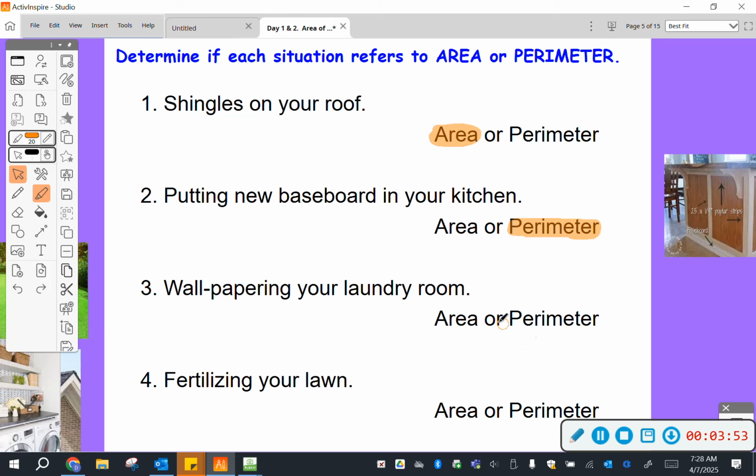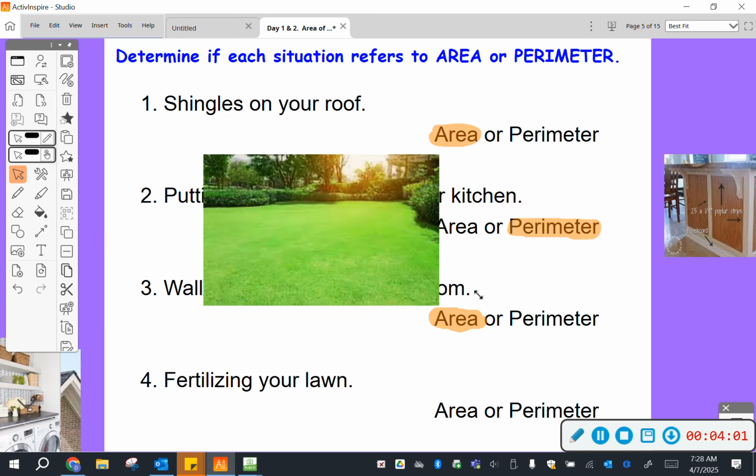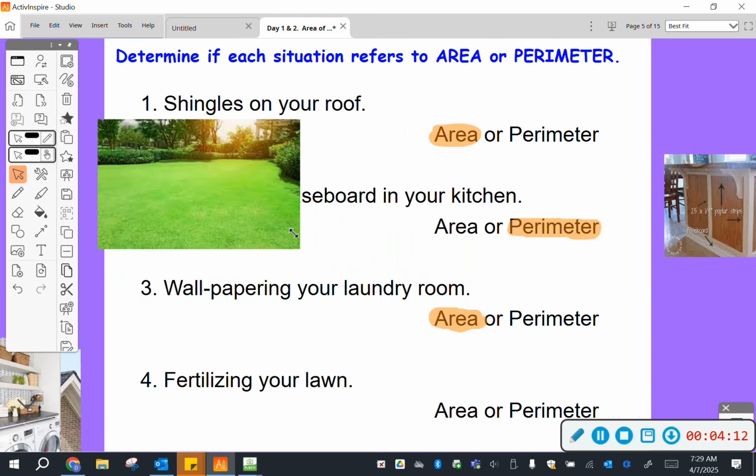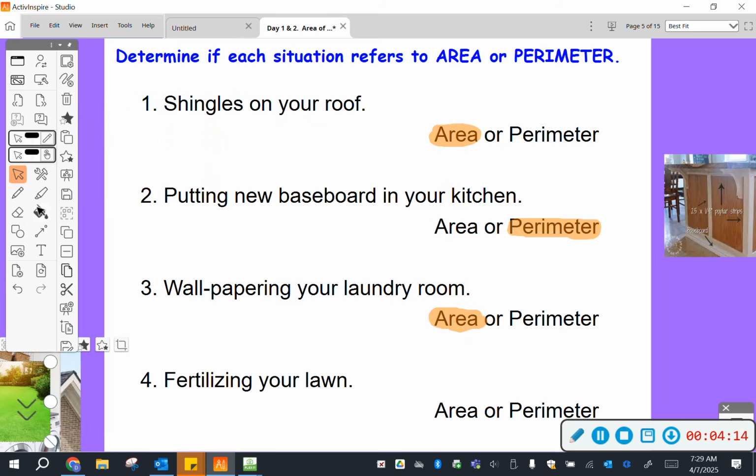So it is area. And last but not least, which, let me be honest, I did not do, my husband did this weekend, fertilizing the lawn. Would that be area or perimeter? Area. Fertilizing the lawn is like when you put fertilizer all over it, and you're going to cover the whole thing when you fertilize the lawn. So that is area as well. Oh, these are supposed to be like baseboards.